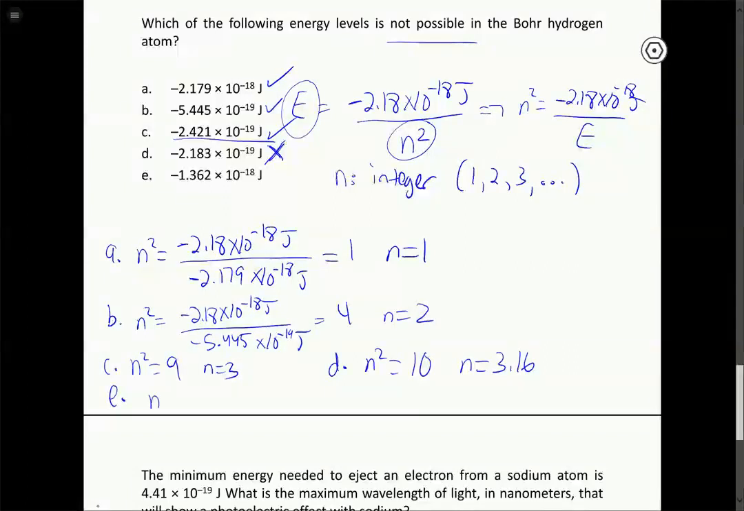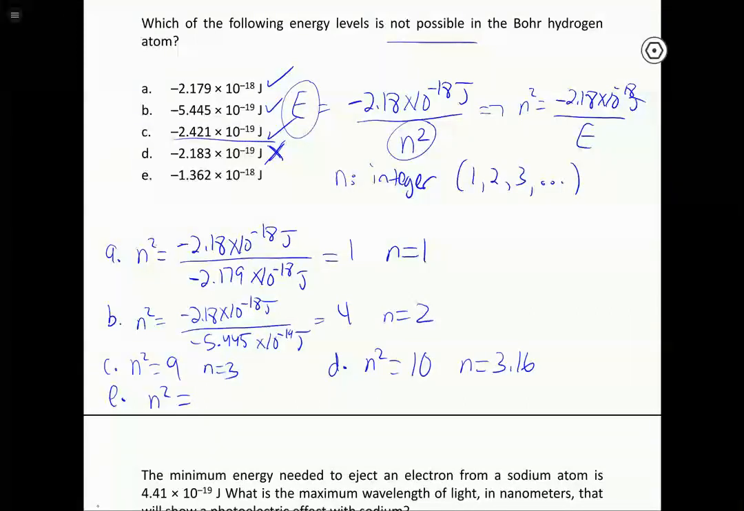So for choice E, when we divide the two, we get n squared equals, I believe it's 16. Let me double check that. I think I might have had a typo. This should be 19, sorry. That was the correct answer. I transcribed that one incorrectly.